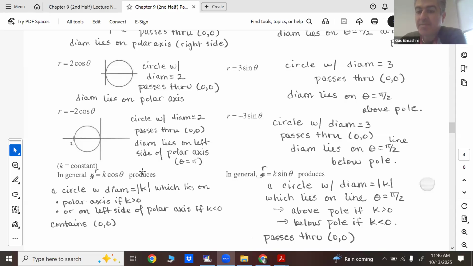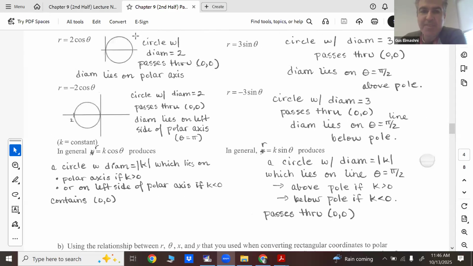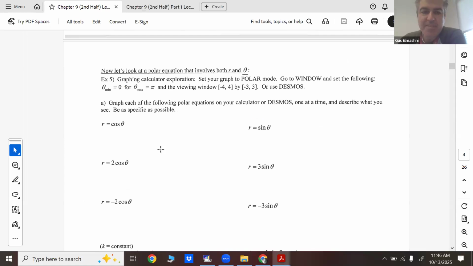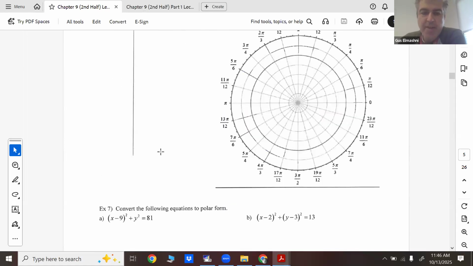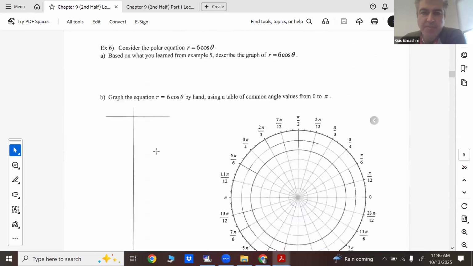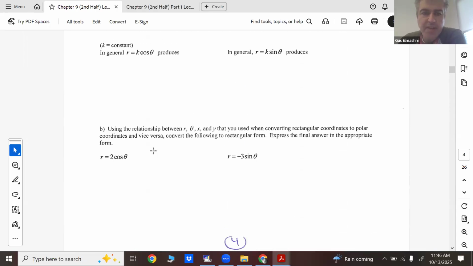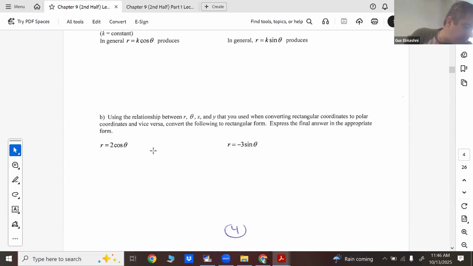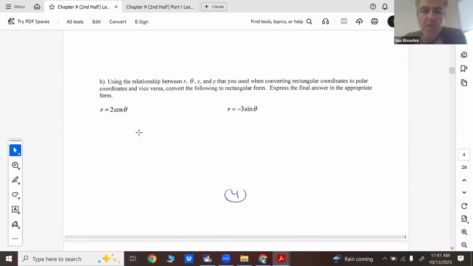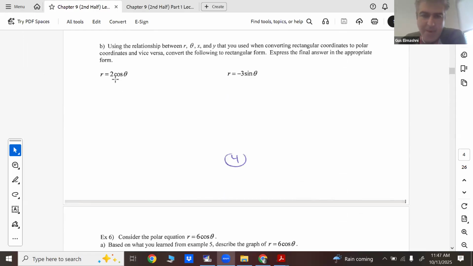Okay, can I move up? Let's do it from scratch. Here we go. Okay, so let's talk about how to convert these. Is that right? Yeah, that's what I do. Okay. So we know what r equals 2 cos theta is. We know it's a circle now. We know r equals -3 sin theta is a circle. Let's prove it.